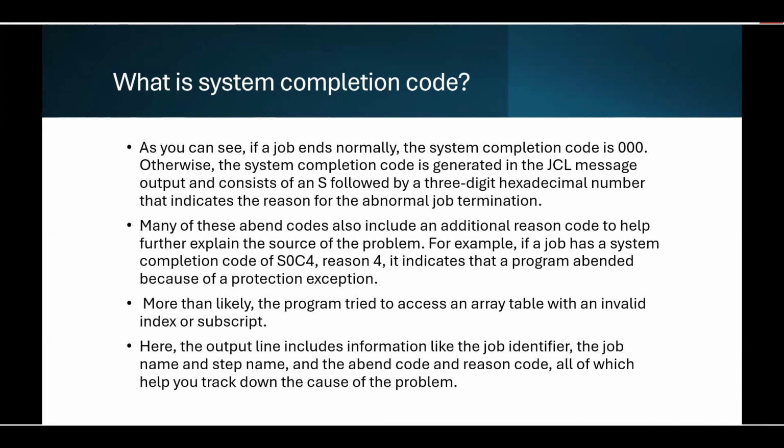Here the output line includes information like job identifier, job name, step name, and the abend code and reason code, all of which help you track down the cause of the problem that we have already discussed. On your screen you get the job name and step name, and you also get the abend code and reason code, and all that information is very necessary so that you can track down the cause of the problem.